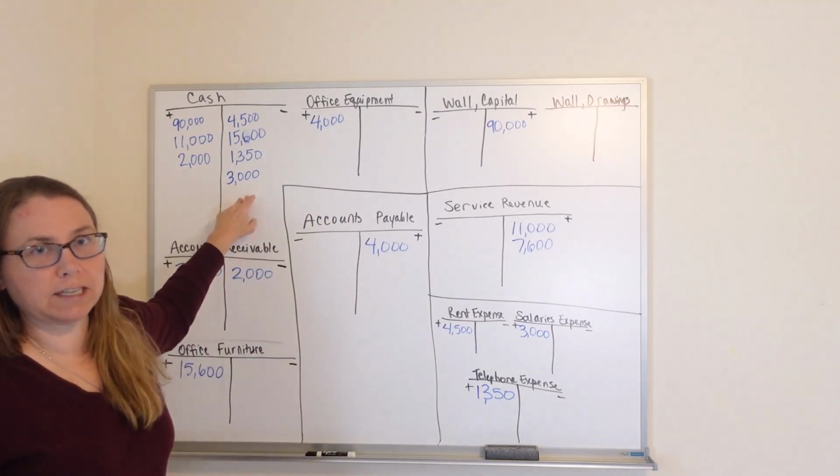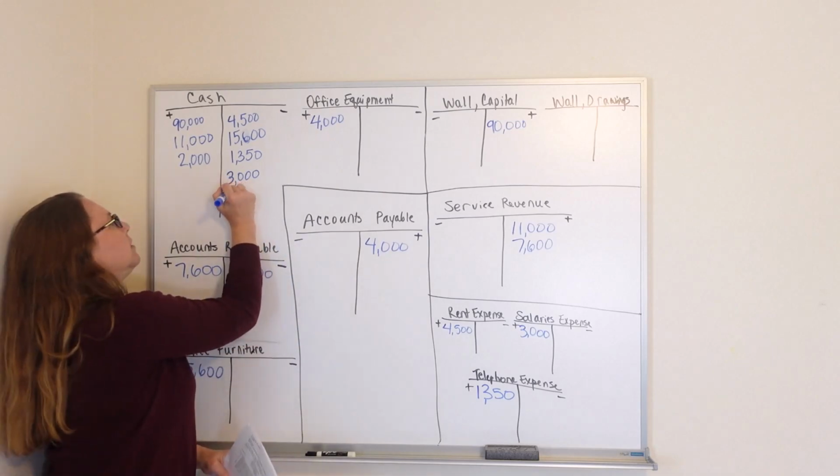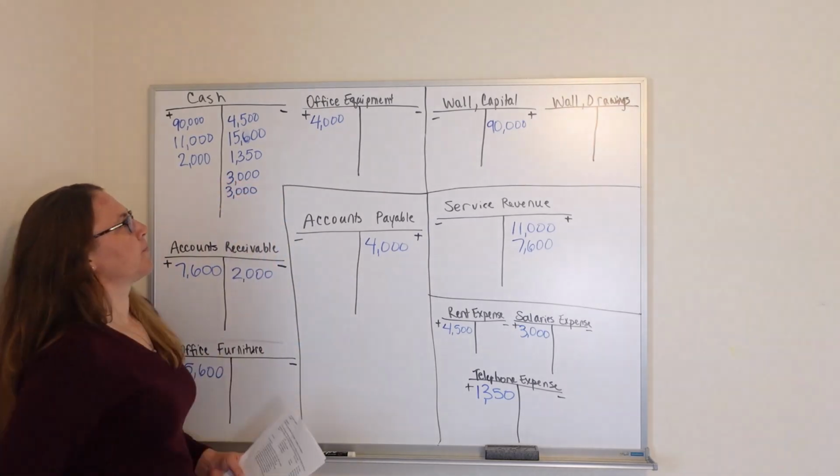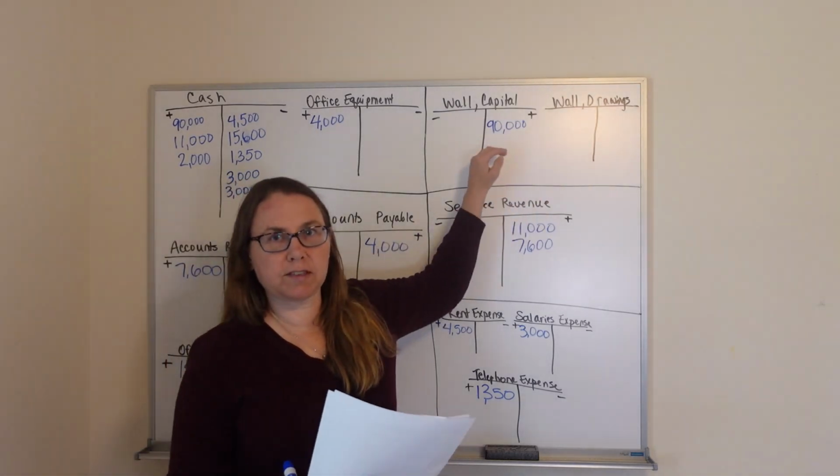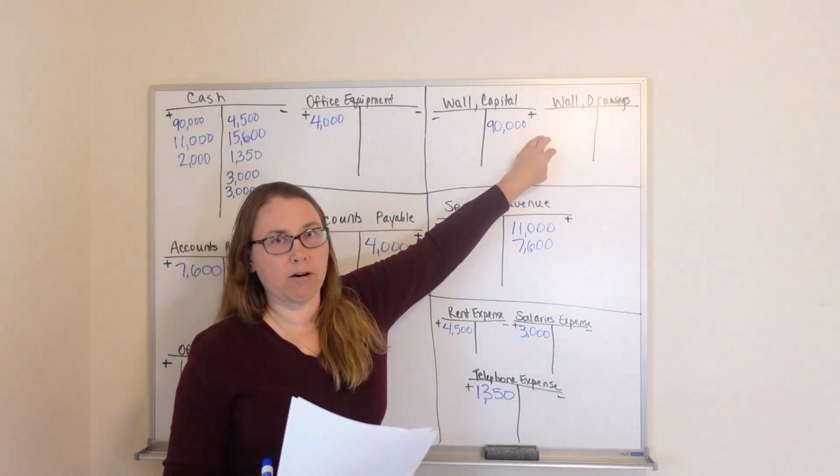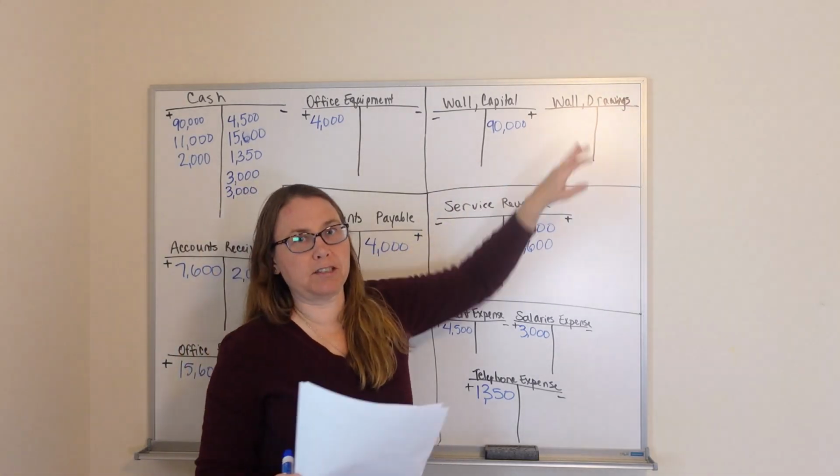So we're going to do a credit to cash. And then a drawing is the opposite of putting money in. We're taking money out. So we are going to do a debit to the drawing account.